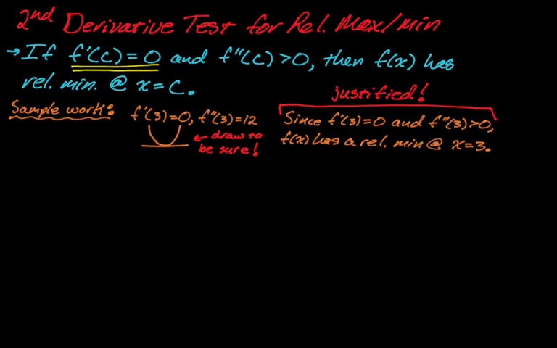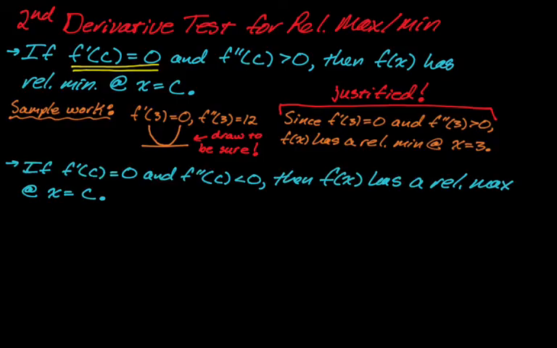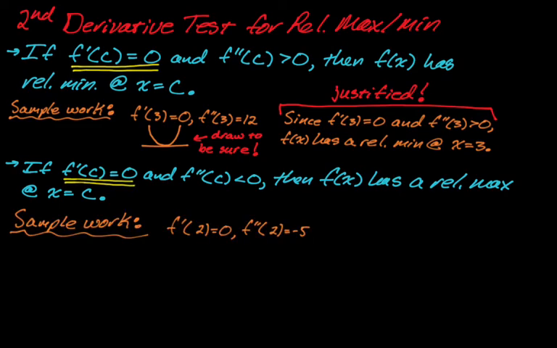Now the other option would be, if f prime of c equals 0 and f double prime of c is less than 0, that would mean that f of x has a relative maximum at x equals c. And the work looks basically the same. So our work, I made it up again. f prime of 2 is 0, and f double prime of 2 is negative, right? Negative 5, but again, it doesn't matter as long as it's less than 0.